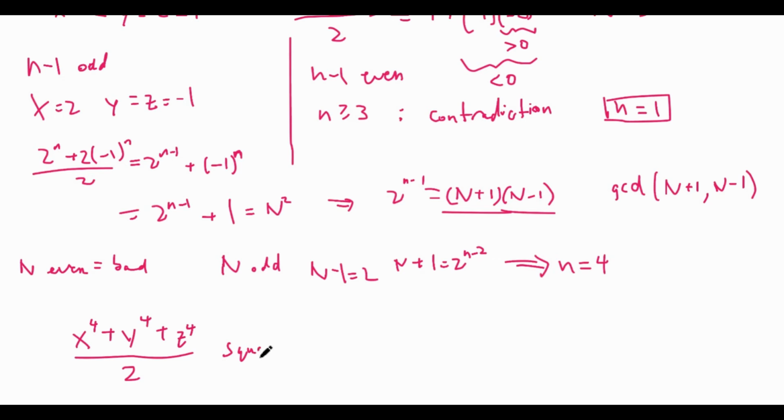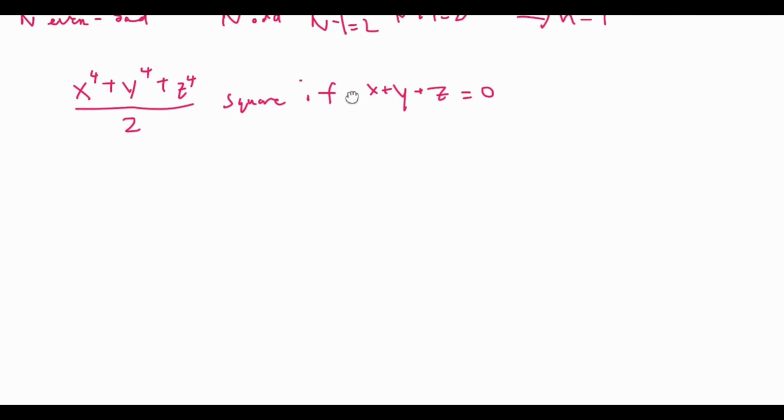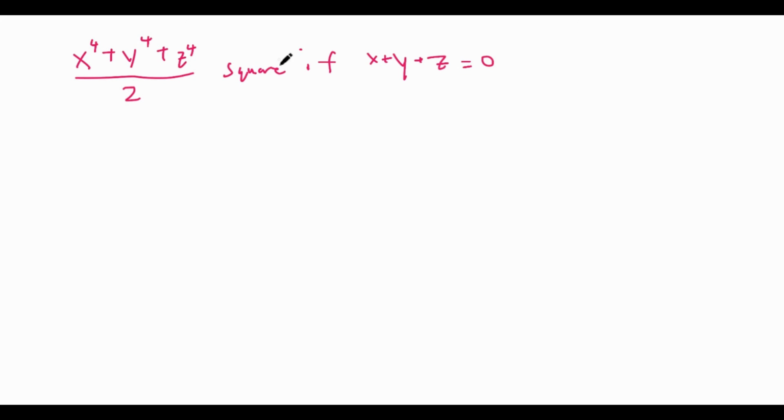Is it square if x plus y plus z equals 0? Is this true? In order to solve this, we can try to find some sort of algebraic identity that represents x to the power 4 plus y to the power 4 plus z to the power 4 over 2 in terms of perhaps x plus y plus z and some other smaller symmetric sums.